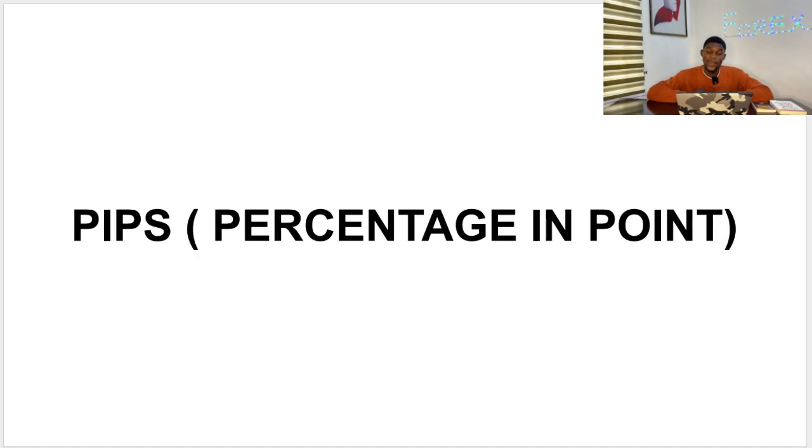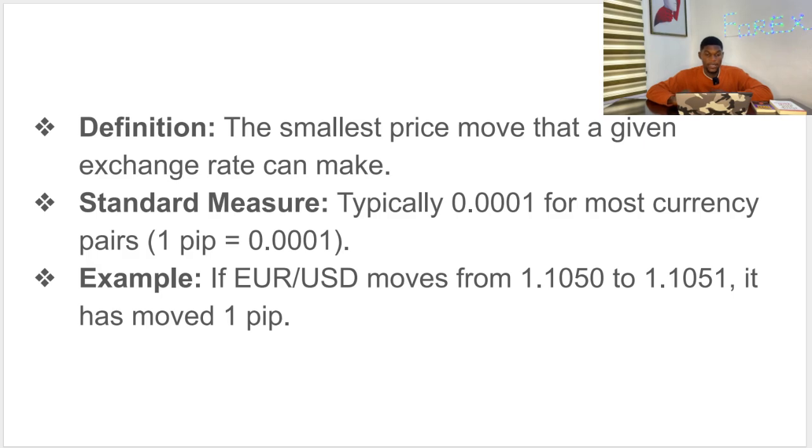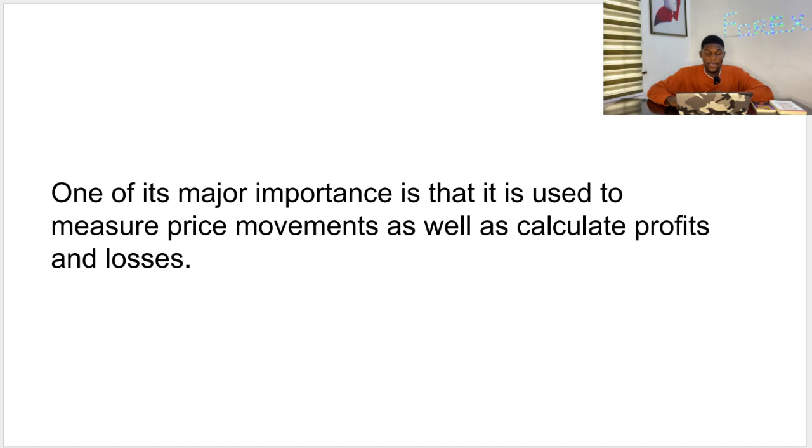PIP actually means percentage in points. Don't forget. Definition: it is the smallest price move that a given exchange rate can make. The standard measure is 0.0001. For most currency pairs, 1 pip is equal to 0.0001. For example, if EUR/USD moves from 1.1050 to 1.1051, it has moved 1 pip. You understand? So that's what a pip is.